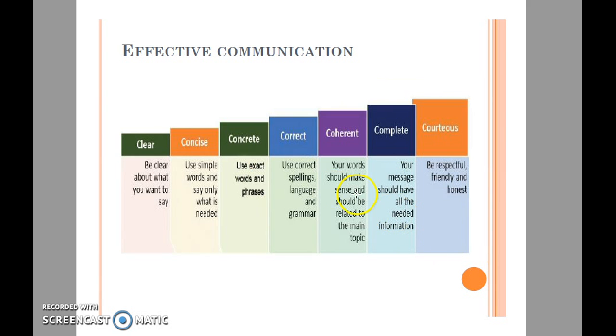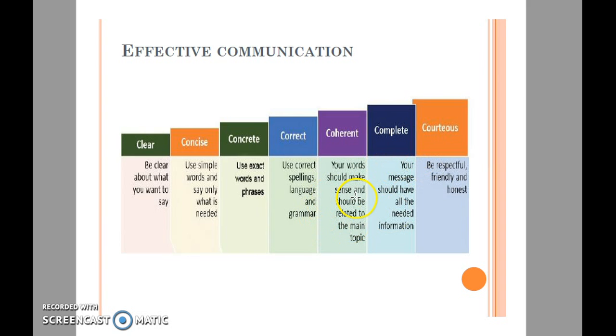Then next one is effective communication. If you want to communicate effectively, then you must understand the different elements of effective communication. Suppose you want to communicate a message, then the sender must communicate his or her message in clear content, and it should be in a precise format. The message should be clear about what he or she wants to say. Similarly, it must be concise and concrete. The message should be in a correct form, meaning the grammar and the language of the message should be correct. Then the sense of the words should relate to the main topic.